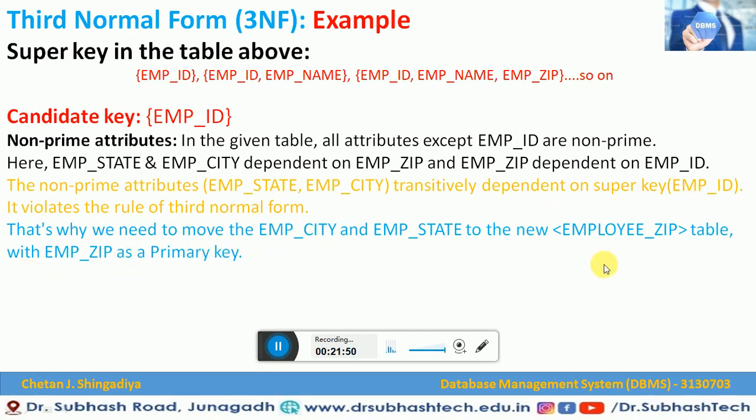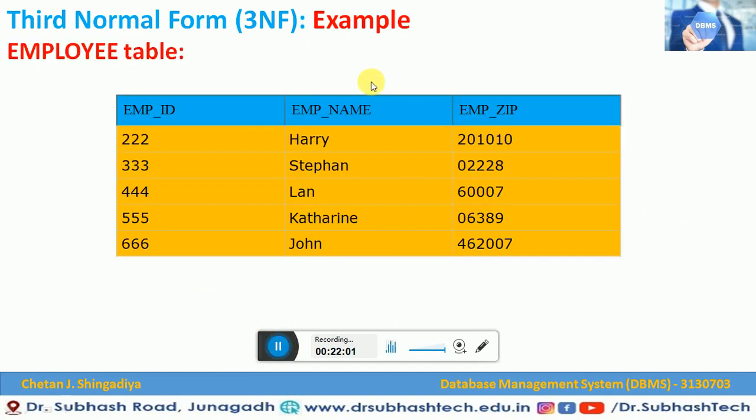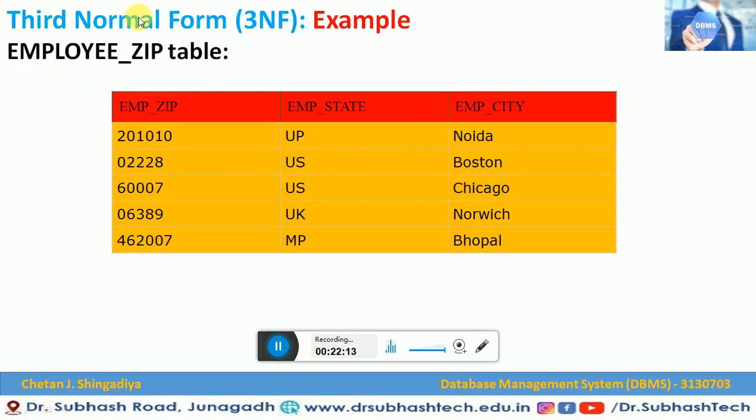So this is the new table that we are going to create, the employee zip table, and in that table, employee zip is our primary key. So this is what our example table becomes. Now we convert it to the new employee zip table, keeping employee zip as our primary key. Based on our previous table, we have created the employee zip table, in which we have taken employee zip, employee state, and employee city. This is our primary key, and this is how the table is supposed to be converted into this relation.